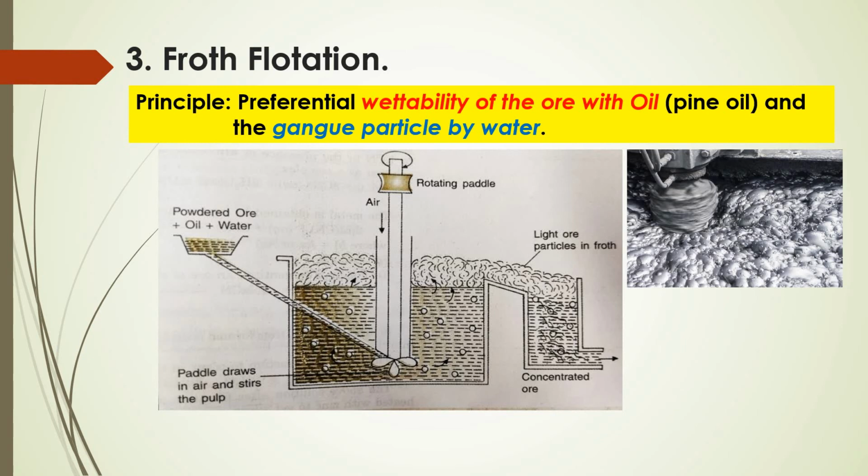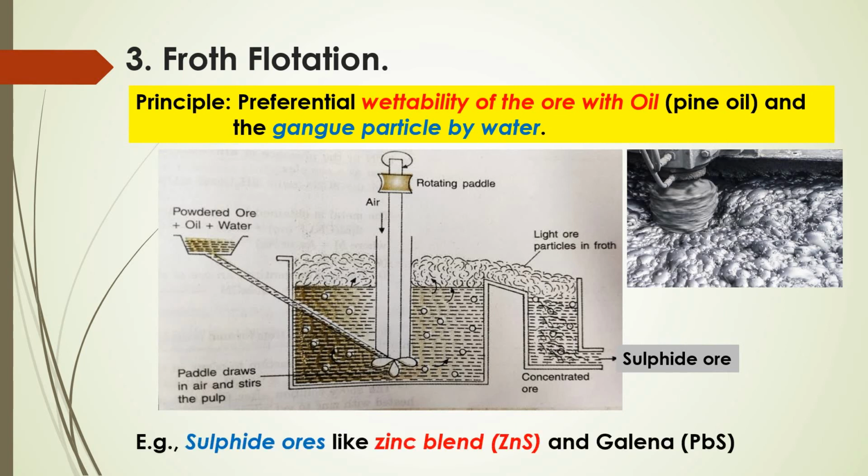So this is how froth gets formed. This is a fan which rotates the whole mixture, and this is how the froth gets collected at the top. Now this froth has to be removed and collected separately, and the concentrated ore usually contains sulfide ore because they are lighter. Examples can be sulfide ores like zinc blende and galena, lead sulfide. Sulfide ores like zinc blende and galena are concentrated by the froth flotation process.